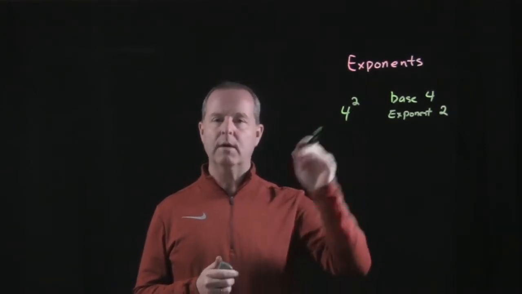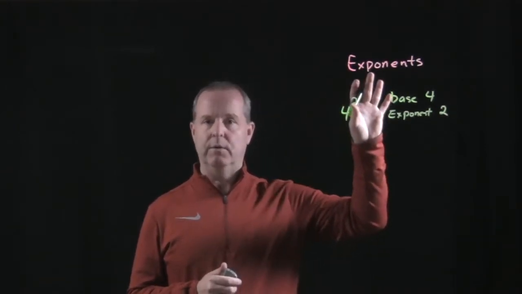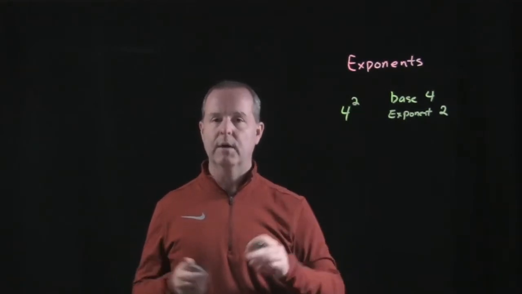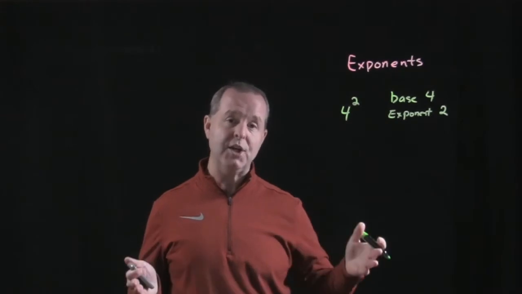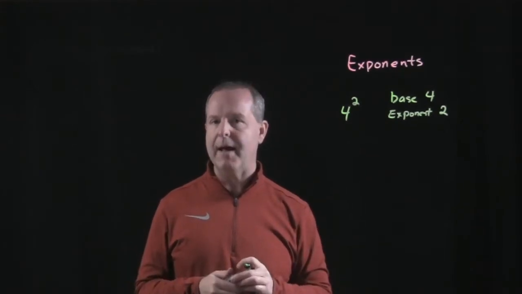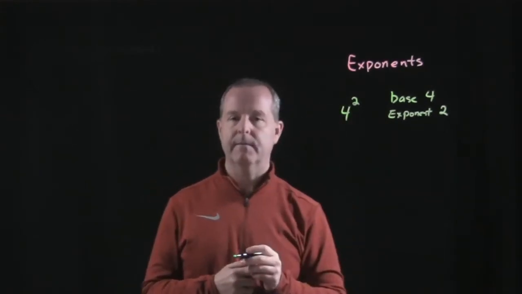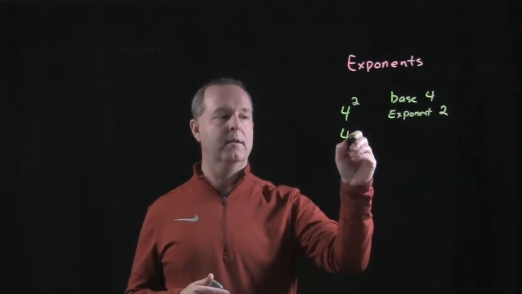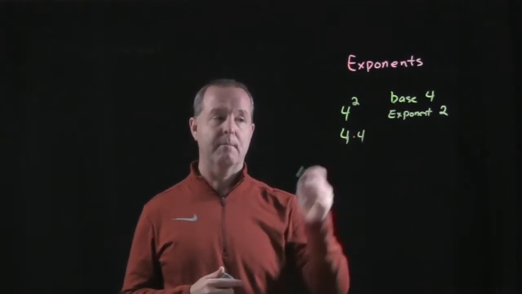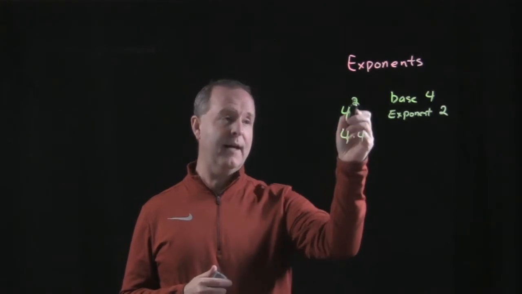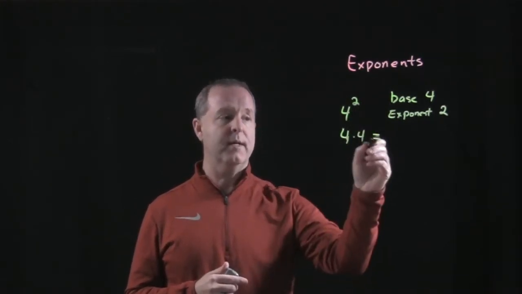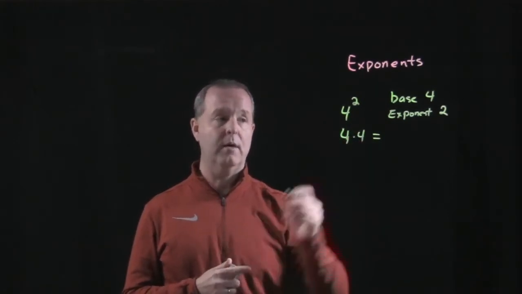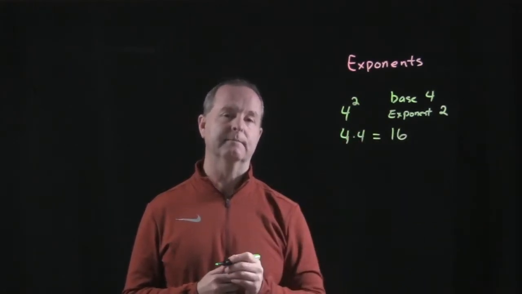So what is 4 to the second, or 4 squared? What does that mean? Well, exponents is a way for us to write multiplication problems in a shorthand method. 4 squared means 4 times 4. The base times itself as many times as the exponent says. And then you can do the result. 4 times 4 produces a 16.